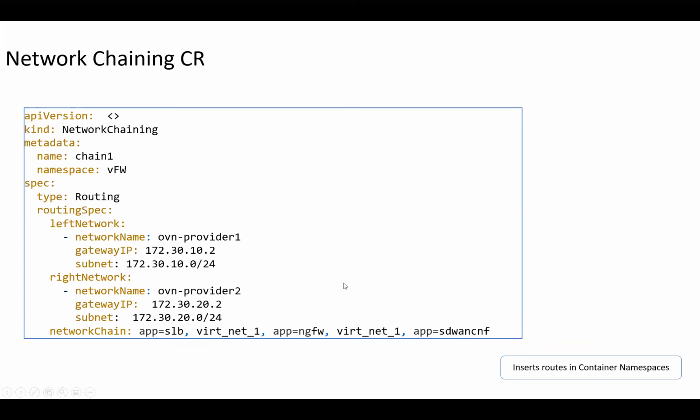Here you can see that between the SLB and the next-gen firewall, there is virtual network one. This tells the controller to visualize it based on the network chain, and it should allocate one interface on the SLB towards the subnet and one interface on the next-gen firewall towards the subnet.